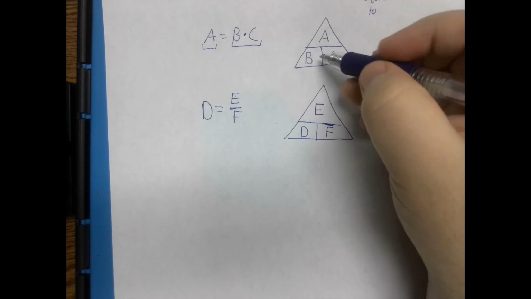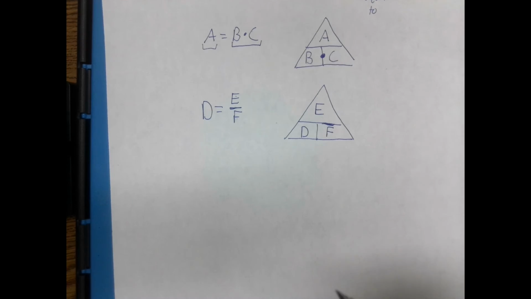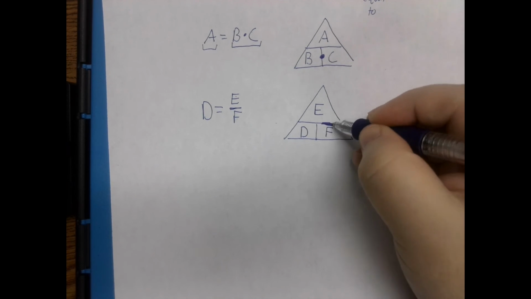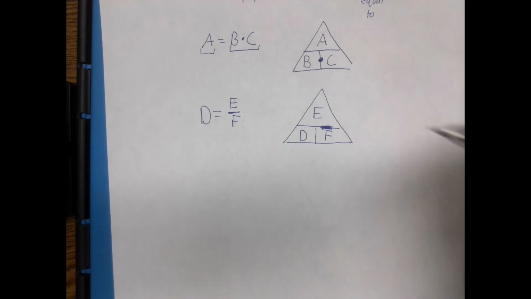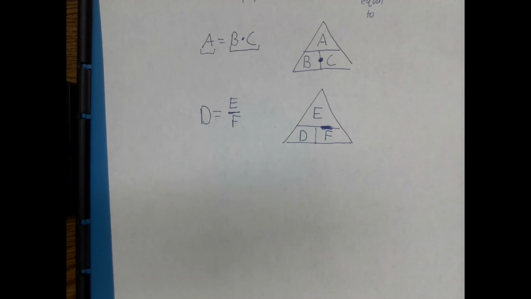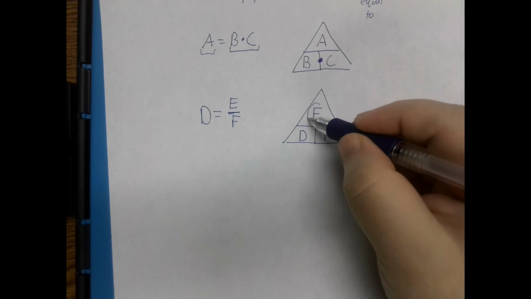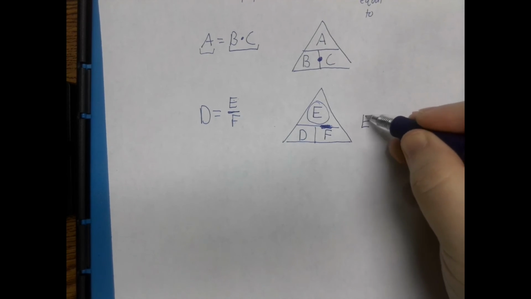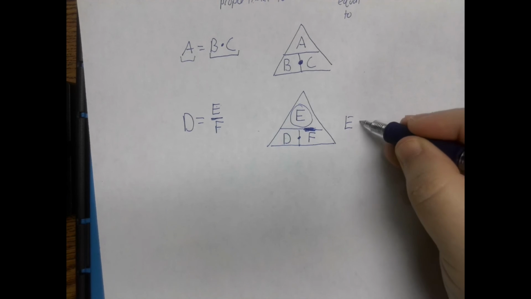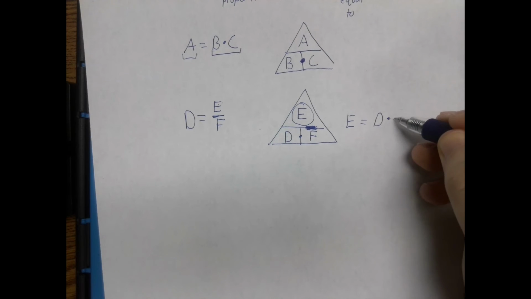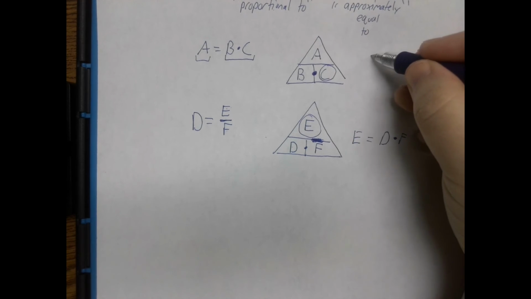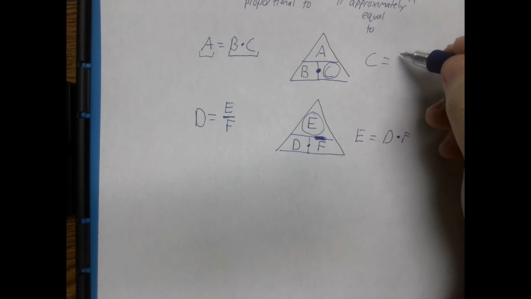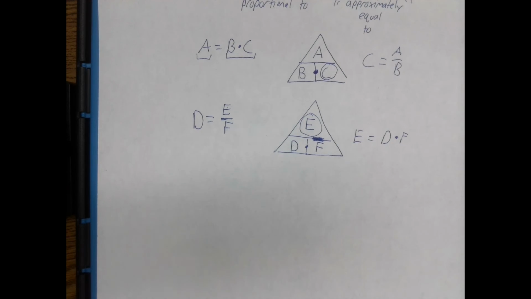If you have multiplication, it's going to use the multiplication here. If you have division, it's this over that, so you'd put this over that. And then solving, for example, if you wanted to solve for E, E is just D times F. Or if you wanted to solve for C, C would then be A over B. That is how the triangles work.